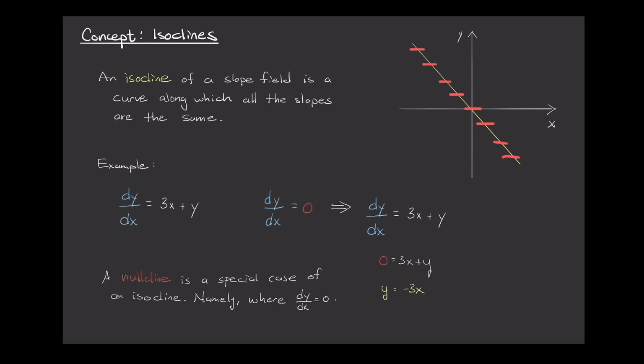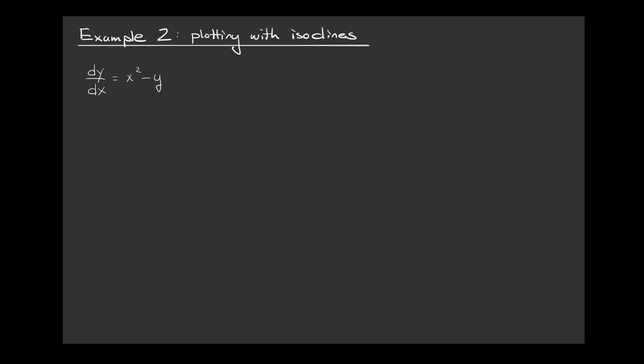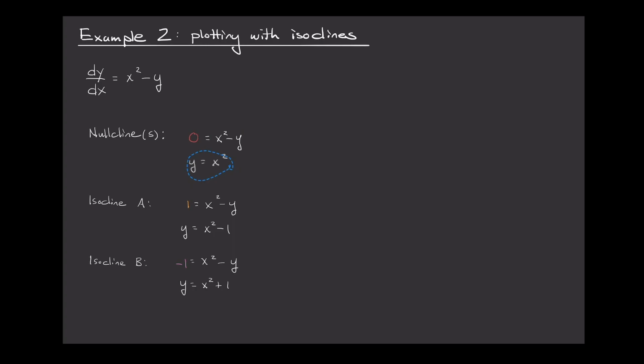Now let's look at an example where we plot with isoclines. Now we have the differential equation, dy over dx is equal to x squared minus y. It fits the form where we can plot a slope field. Now let's consider some isoclines. Here we've started with the nullcline, giving us this function. Then we get isocline A, where the slope should all be equal to 1, giving us this function or curve. And then we have isocline B, corresponding to slopes of negative 1, giving us this function. Now if we graph these three curves, we get the following.